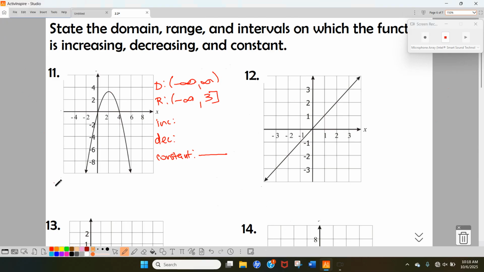For increasing, we have to do x values. From what x value to what x value do the y's go up? So the y's are going up from negative infinity up to 2. So from negative infinity to 2, we are increasing. And then from there, it starts going down. So from 2 to infinity.